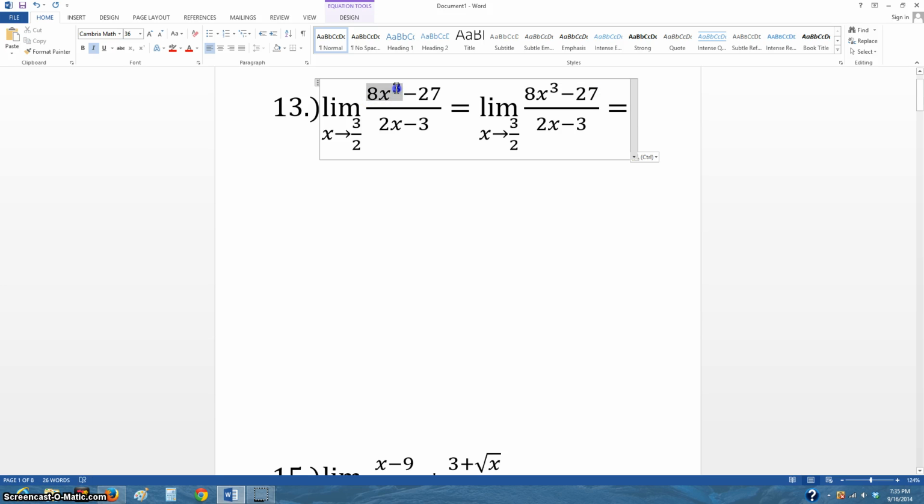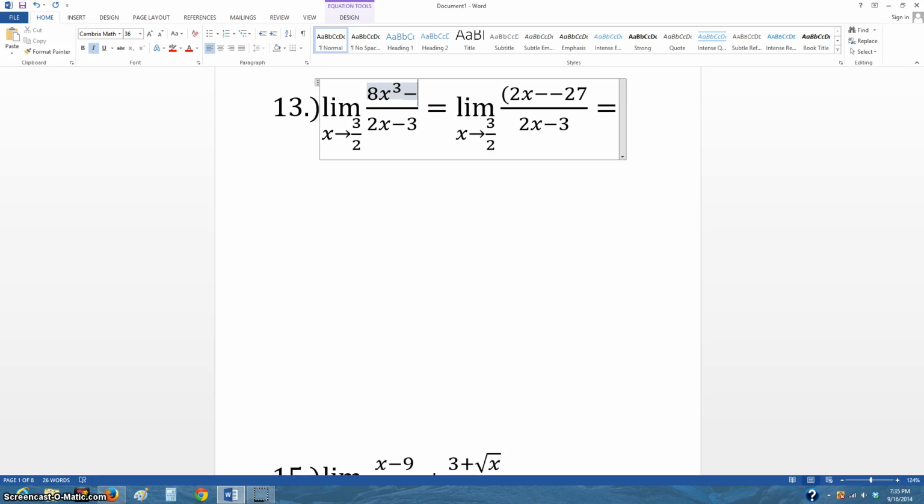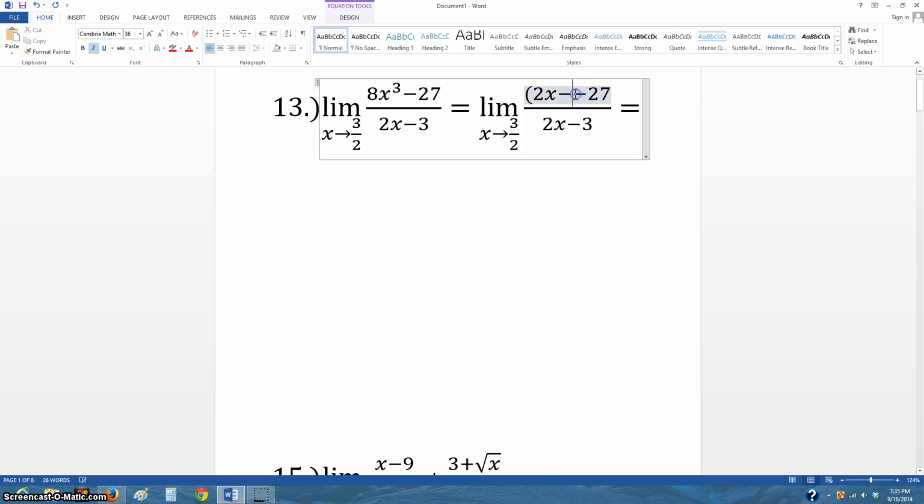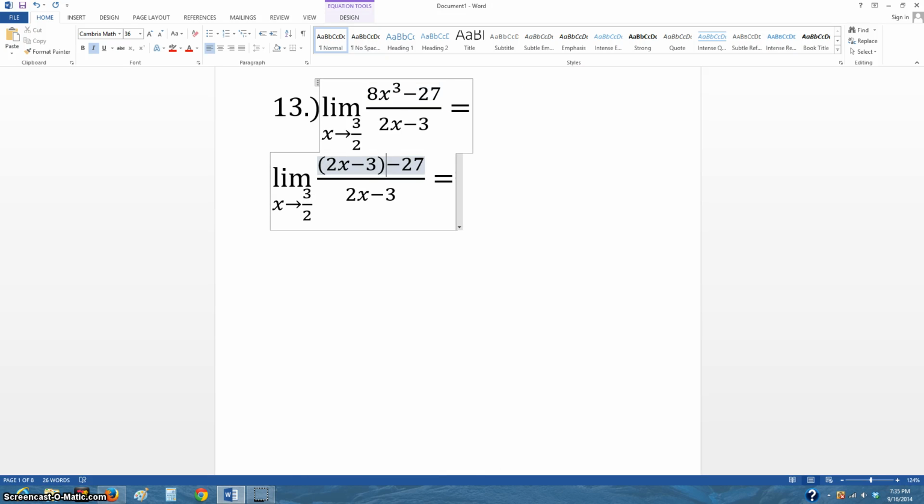Well, I know that the cube root of x cubed is x, because x times x times x is x cubed. But what number multiplied 3 times will give you 8? And that is 2x. So this one is 2x minus, as part of the formula. Now we have to take the cube root of this one, 27. Well, what number multiplied 3 times by itself will give you 27? And that is 3. Okay, so far so good.